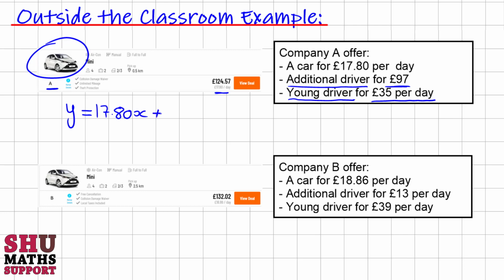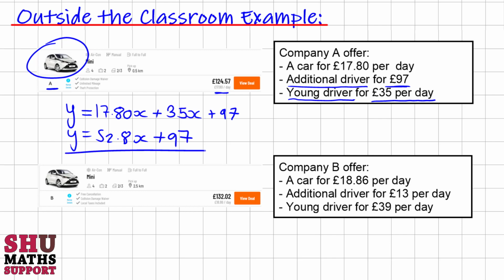Then we need to add the young person's charge of £35, so plus 35. This is also per day, so it also needs to vary depending on the number of days we use the car for, so we'll make this 35x. And then for the additional driver, we have a fee of £97, and that's just one fixed flat rate, so we'll put plus 97 at the end. If we simplify this a bit, we have y is equal to 52.8x plus 97. So whatever the number of days I wanted to borrow this car for, I can just substitute it into x, and it will spit out a value for y, which is my total cost.